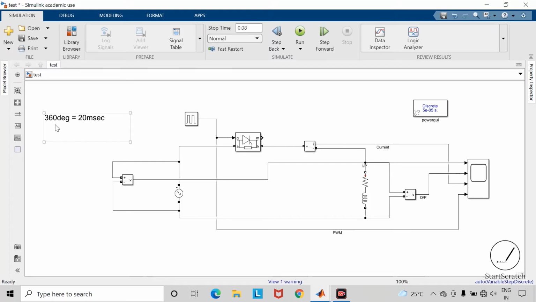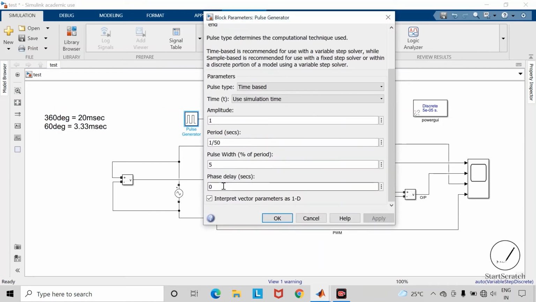One cycle of AC supply corresponds to 360 degrees and its period is 20 milliseconds. So if we want the firing angle delay as 60 degrees, then we have to apply phase delay of 3.3 milliseconds. Let us apply this phase delay through this pulse generator block.